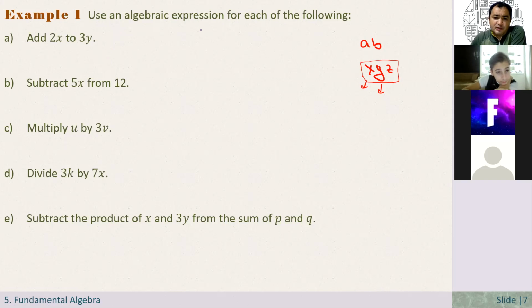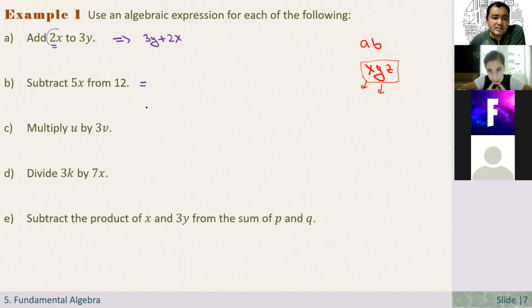Use an algebraic expression for each of the following. It says, add 2x to 3y. So Rahim, what should I write here? Add 2x to 3y. 2x plus 3y. Actually, 3y plus 2x is the same thing, but here we are adding 2x to 3y, so that is 3y plus 2x. Yes, here this 2x is added to 3y.